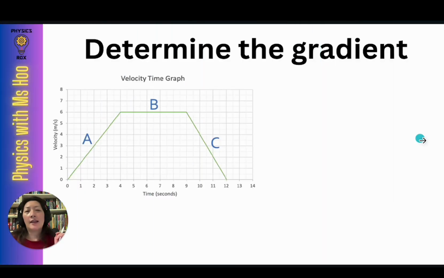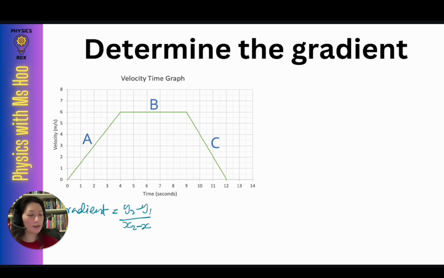Next, how do we determine the gradient? Again, there is no such thing as one gradient to represent the entire graph because there are three sections in this graph. So let's look at how to calculate gradient in general first. Depending on how your teacher teaches it, you might learn it with the formula as gradient is y2 minus y1 over x2 minus x1.